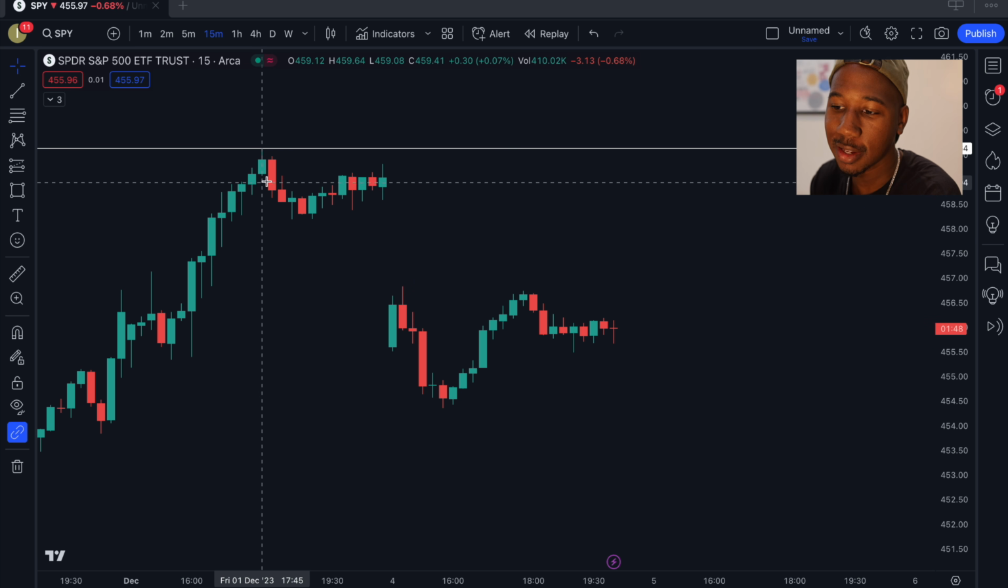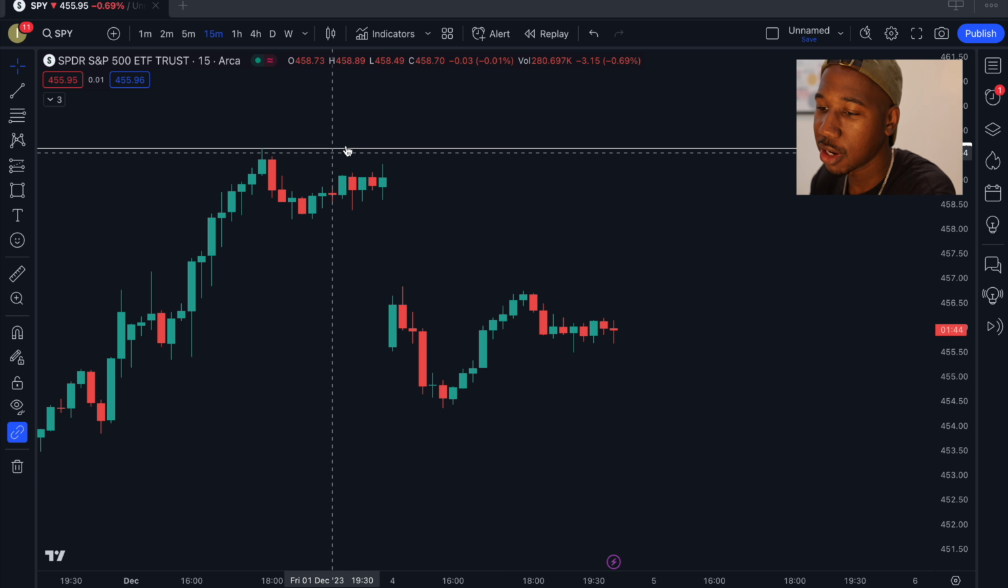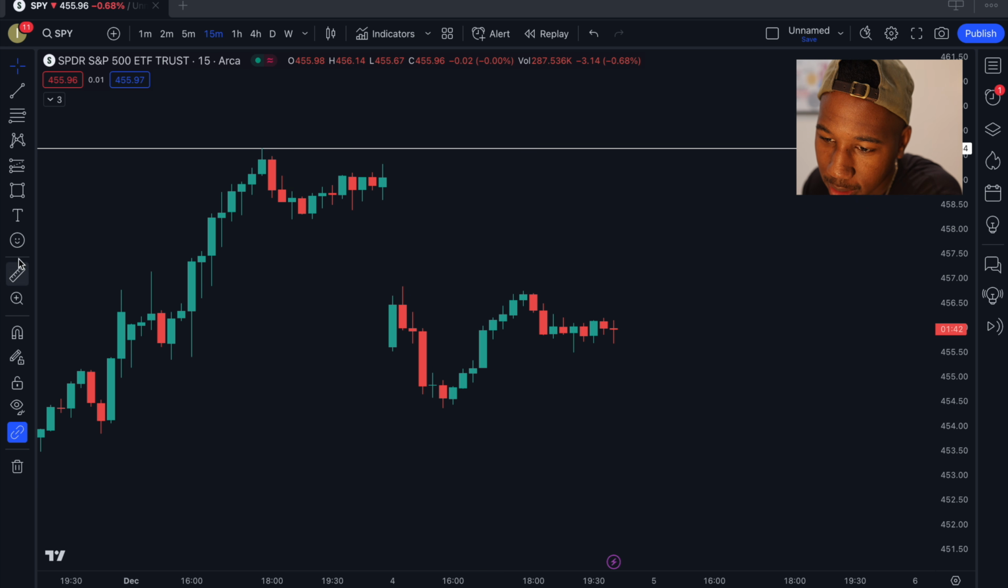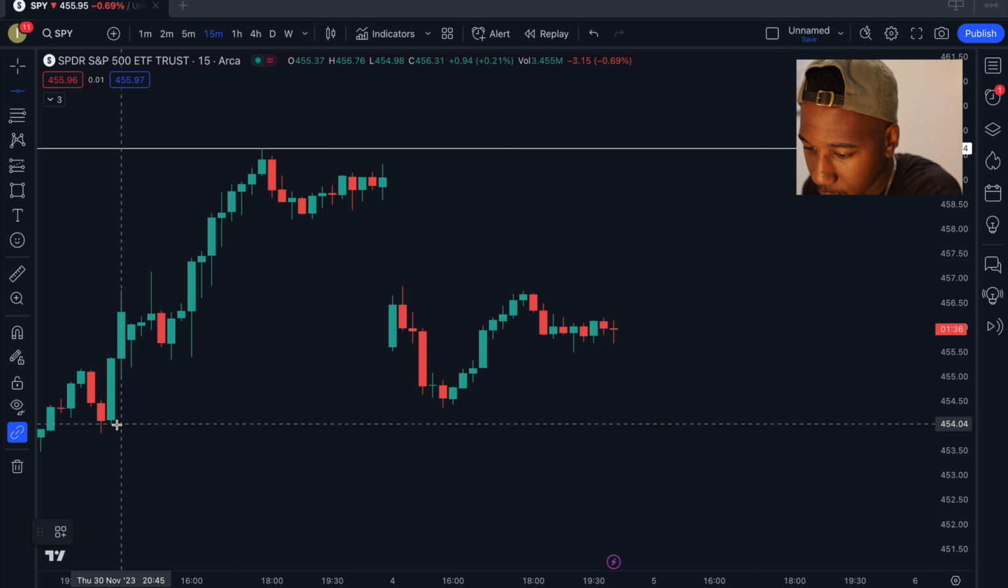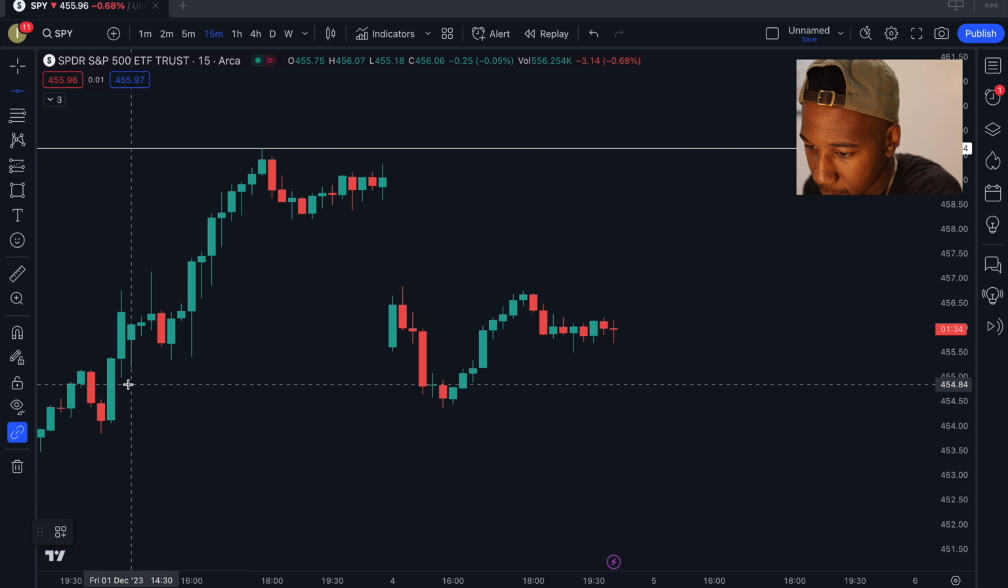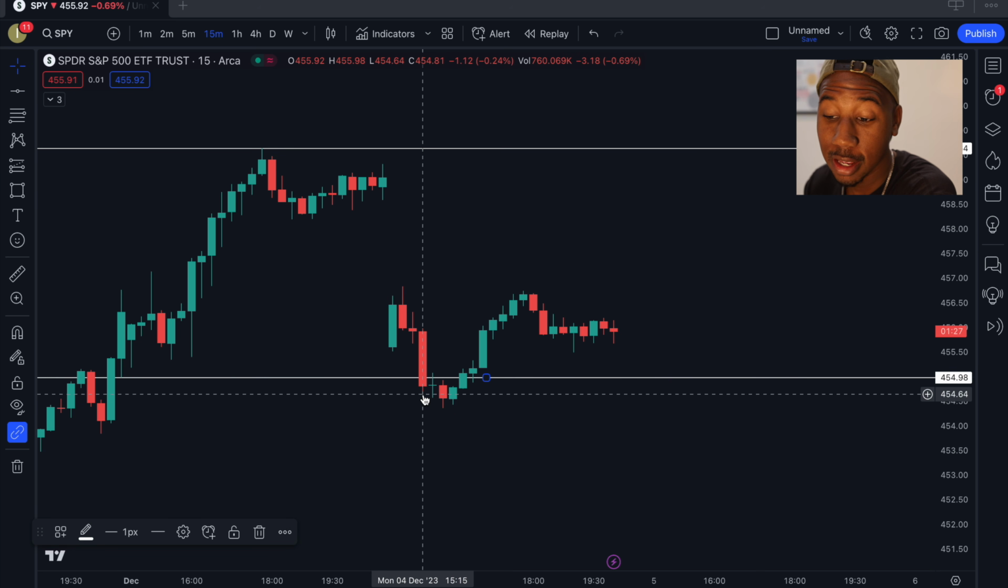So I usually like to mark my high of the day and low of the day for the previous trading day. So that's one thing I'll do here. Let me, Friday. So open was right here. So we have the high of the day and low of the day.